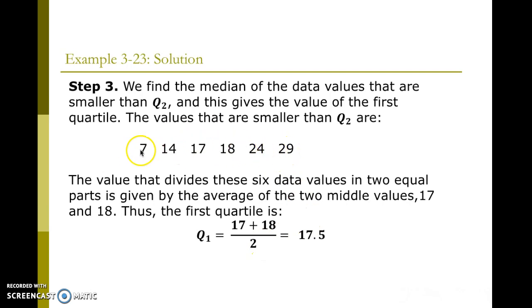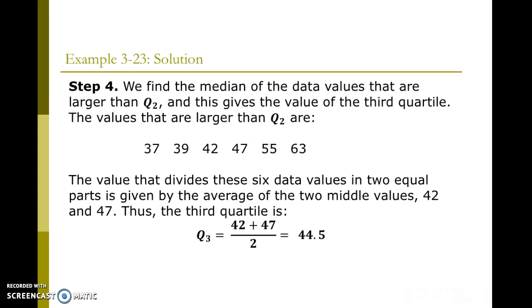Next, we'll find the median of the values that are smaller than quartile 2. So here are the 6 pieces of data that lie below 33. Remember, 33 was our second quartile. Because we're dealing with a median and we have an even number again, we have to take the 2 middle ones and find their average, which happens to be 17.5.